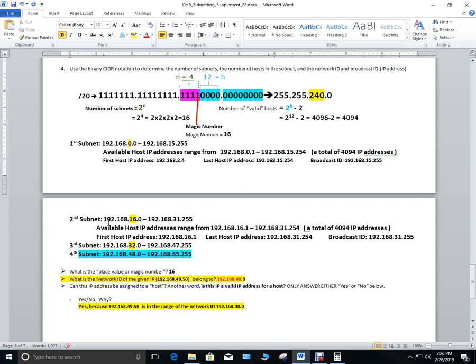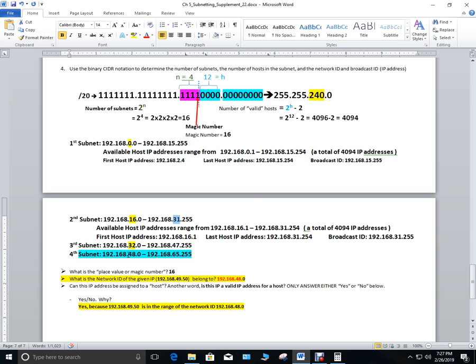Now let's look at the second subnet. It's ranging from 192.168.16.0. This is the network ID, and this is the broadcast ID. Okay, so the available host IP addresses range from 192.168.16.1 all the way to .31.254. Why 31? Well, because 32 belongs to the next subnet. So one number lower than the next subnet, 32, is 31.